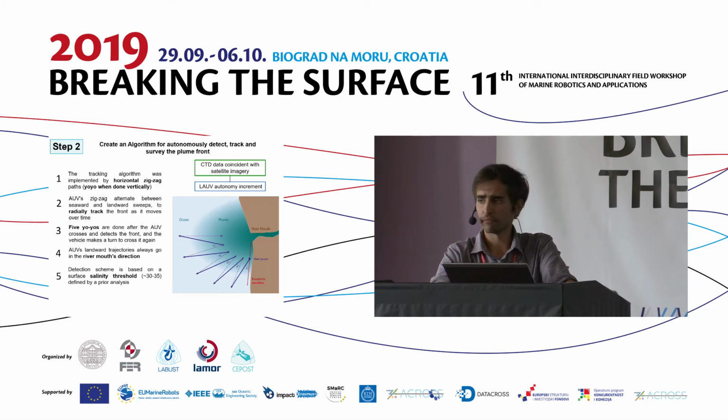And the detection scheme here is very simple. It's only based on a surface salinity threshold that we defined by a prior analysis. So we did a CTD profile first. We know the salinity threshold, and we include it in the onboard algorithm. In this way, the AUV can map the river plume front vertically at the surface and over a long time.